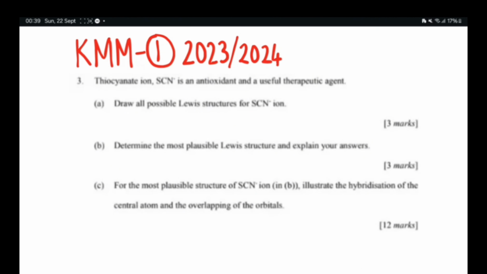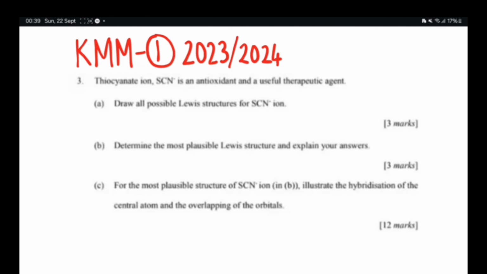Answering question from KMM Set 1, 2023-2024. So my question is number 3. Thiocyanate ion, SCN⁻, is an antioxidant and a useful therapeutic agent. A. Draw all the possible Lewis structures for SCN⁻ ion. B. Determine the most plausible Lewis structure and explain your answers.